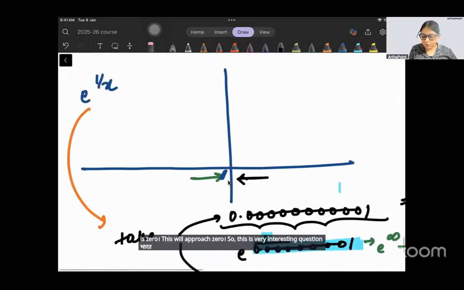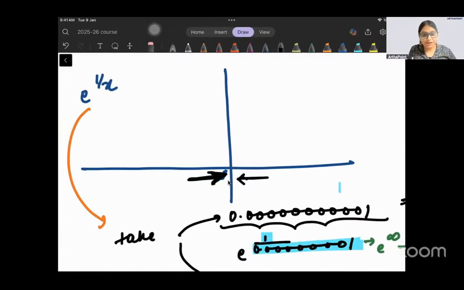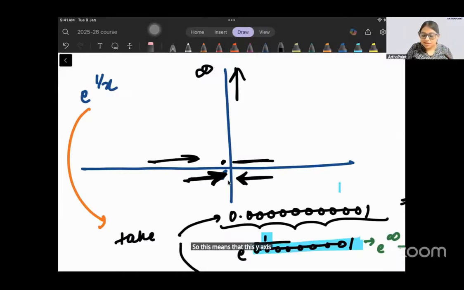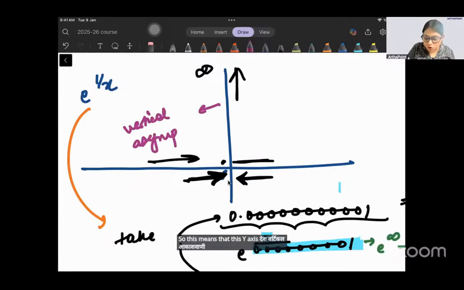When I approach this function from the left hand side, क्योंकि negative power है तो वो denominator में चला जाएगा, तो वो 0 की तरफ जाएगा. The function will approach 0. But when I approach this function from the right hand side, the function will approach infinity. And when I approach it from here, it will go towards 0. Right? So this means that the y-axis will act as a vertical asymptote of this function.